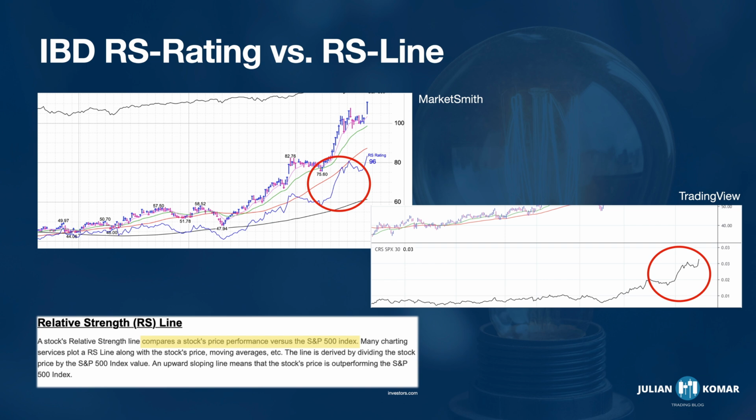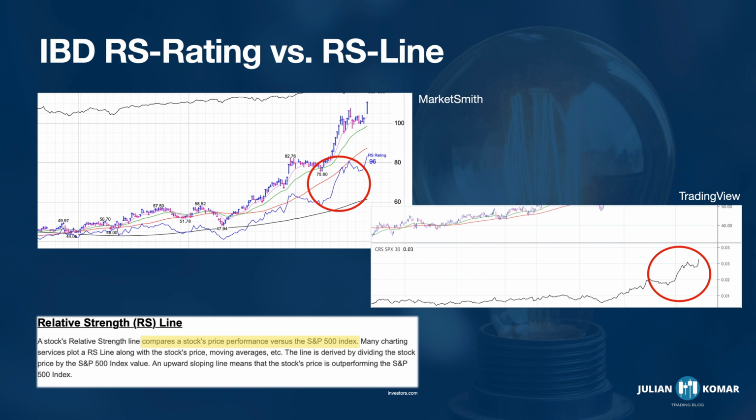The RS line always compares the performance of the stock to the S&P 500. That means, for example, if the stock has a change of, say, 3% today and the S&P 500 is flat, the stock is outperforming the S&P 500. And the opposite is also true. When the S&P 500 is up 2% today and the stock is flat, that means it underperforms the S&P 500. And this is represented in this RS line.